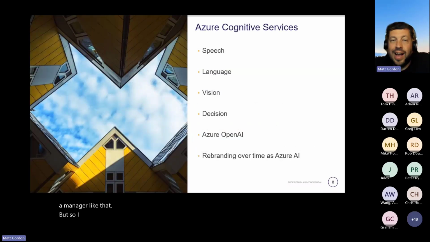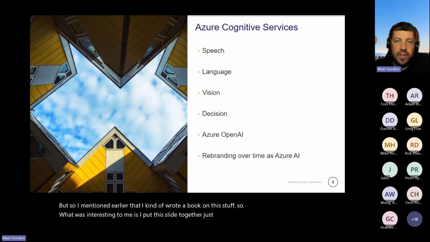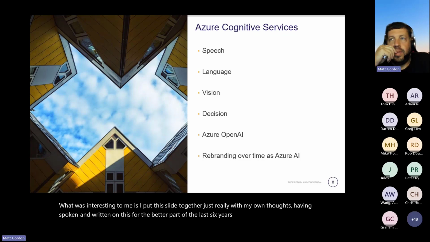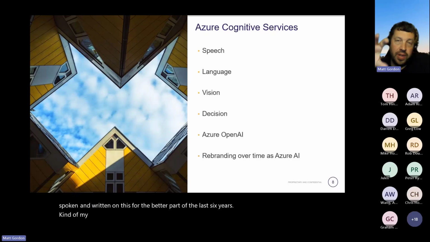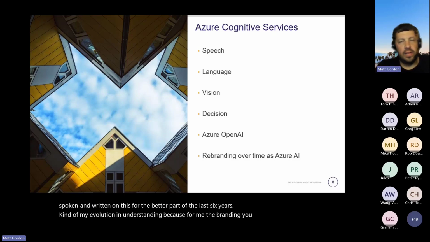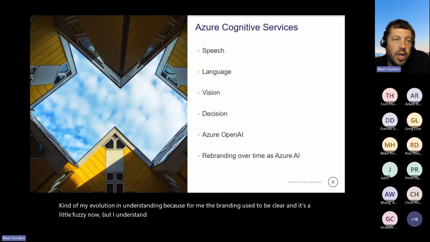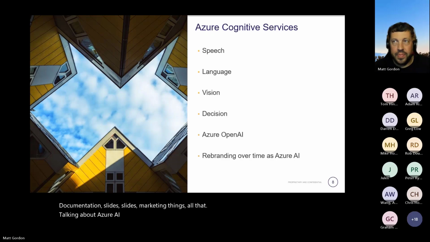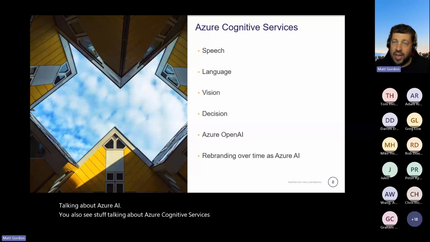But so I mentioned earlier that I kind of wrote a book on this stuff. So what was interesting to me is I put this slide together just really with my own thoughts, having spoken and written on this for the better part of the last 6 years, kind of my evolution in understanding, because for me the branding used to be clear and it's a little fuzzy now, but I understand why. So you see a lot all over the various documentation slides, marketing things, all that, talking about Azure AI. You also see stuff talking about Azure Cognitive Services, although a lot of it kind of comes together.